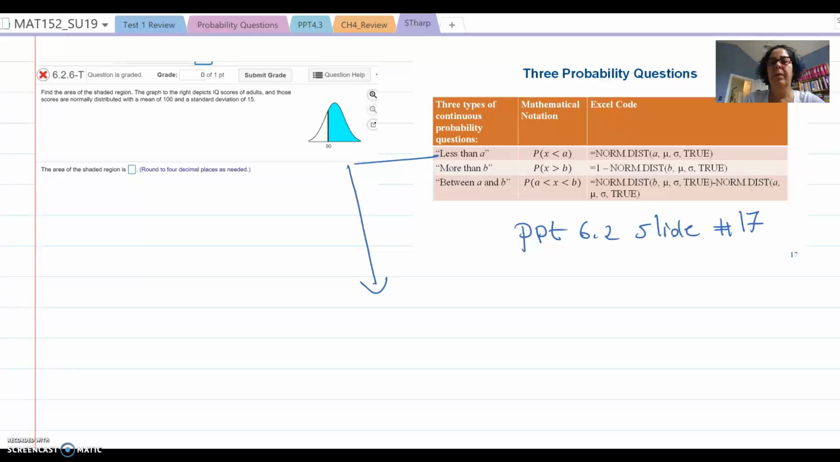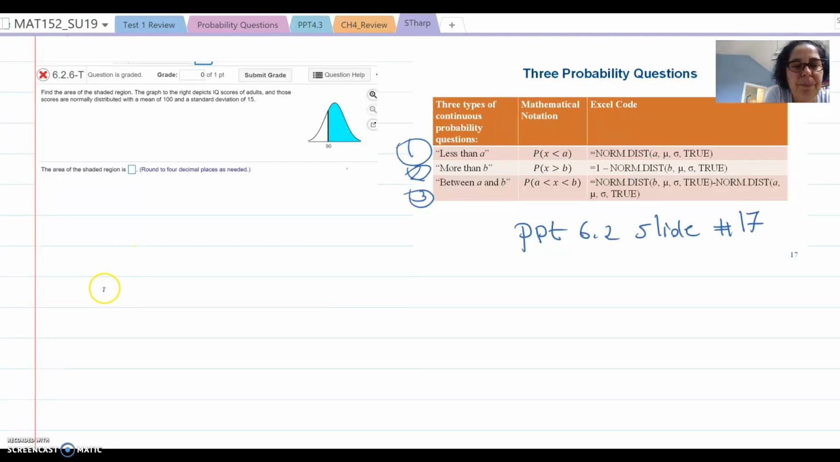So this is slide number 17 from PowerPoint slide 6.2. Maybe it would be better if I had put some shapes there. It will help you to explain. I don't think that we have enough visuals for you guys to understand it in that way. So let me number them: first, second, and third formula. There are three formulas there: less than A, more than B, between A and B. Those are the three possibilities that you might be looking for when you're tackling a normal distribution problem.